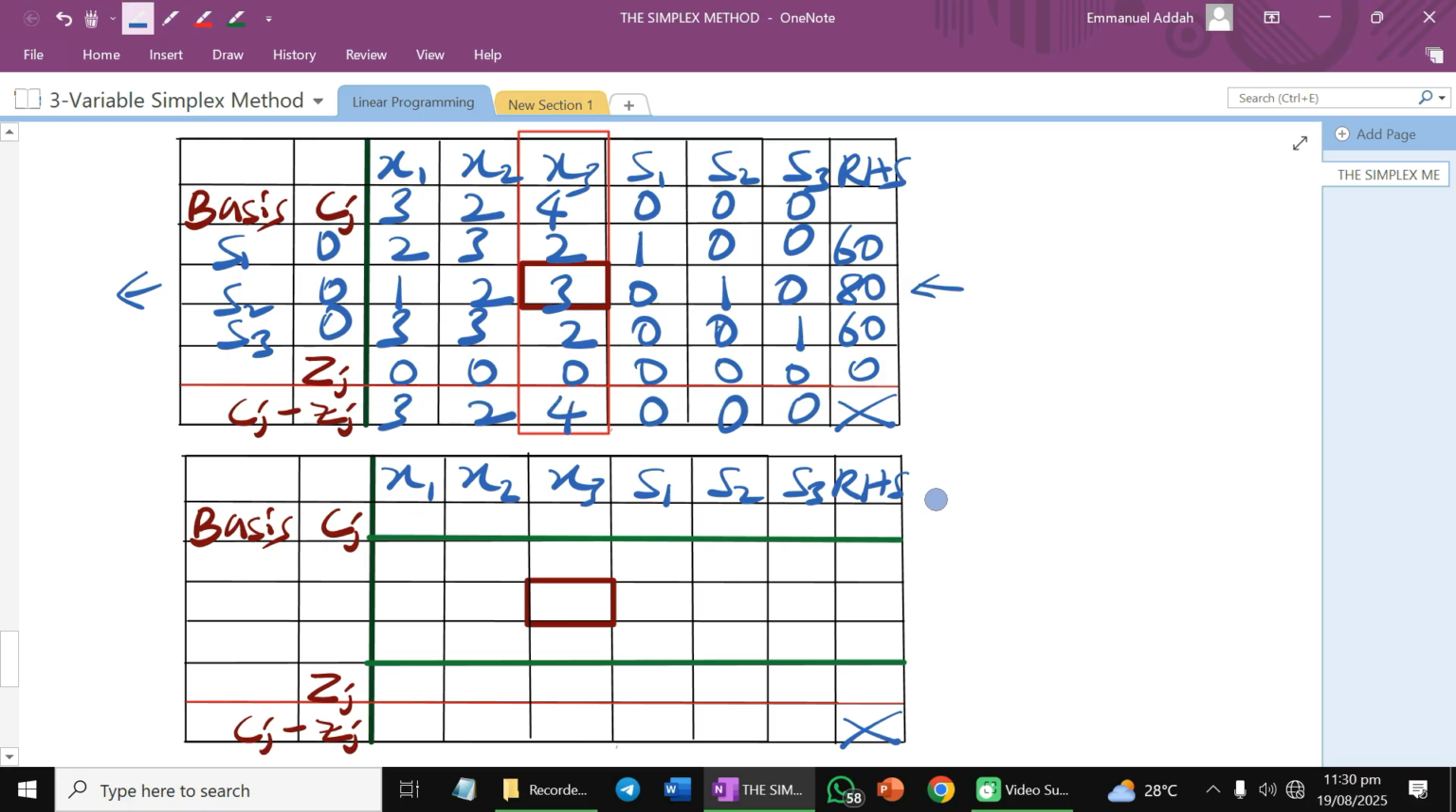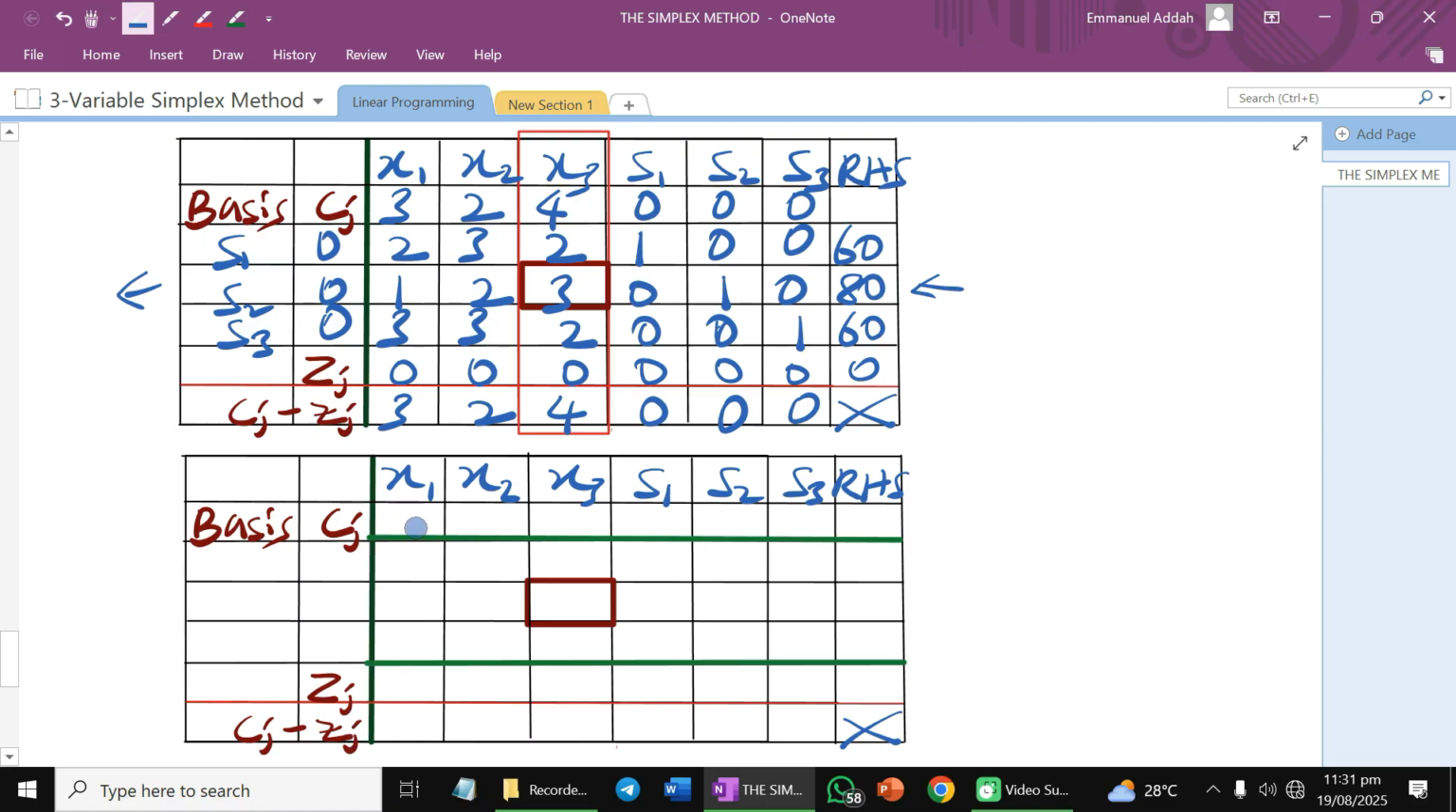After you have identified the pivot element, which is the intersection of the pivot column and the pivot row, you now come here and draw another simplex tableau. You can see that the heading is still there. You have here basis, Cj, 1, 2, 3, Zj, Cj minus Zj. Now you start filling them up.